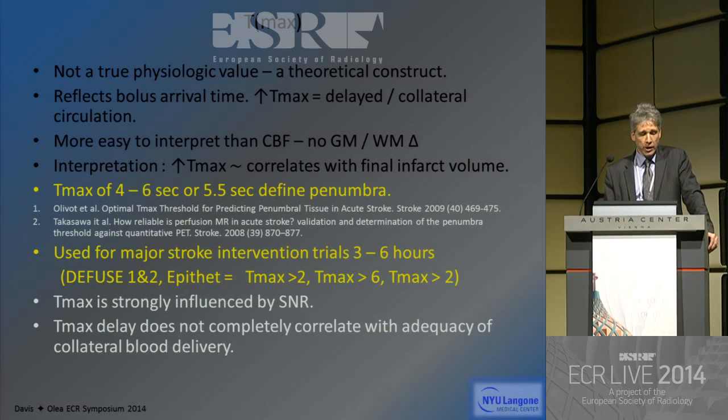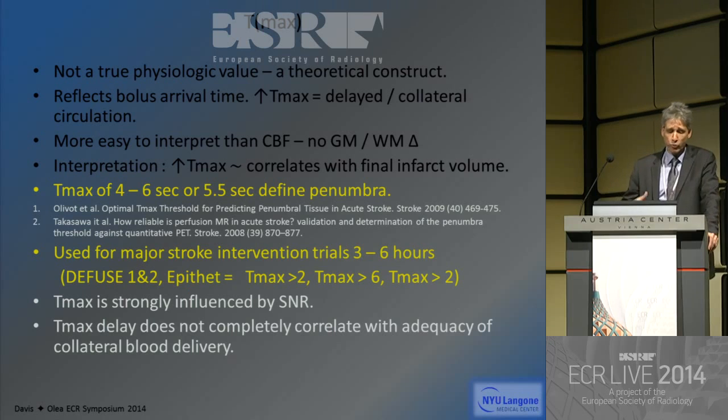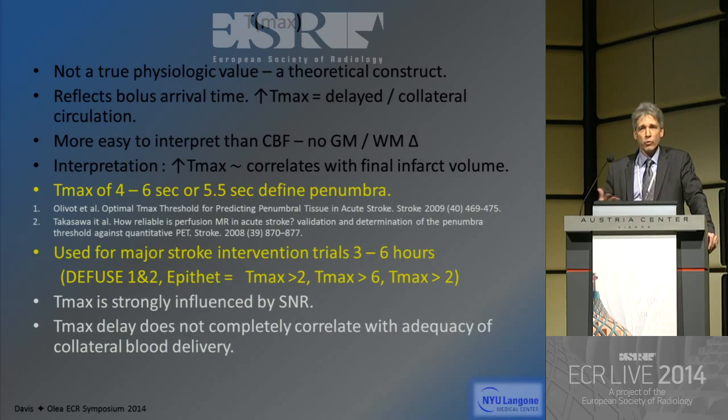Now, here's the problem. Here are two well-done papers that said that a Tmax of 4 to 6 seconds or a Tmax of 5.5 seconds defines penumbra. So in these two different papers, they found two different values of Tmax, kind of overlapping but a little bit vague, about what defines what the ultimate infarct will be. Tmax was used for several major stroke intervention trials for treating patients 3 to 6 hours after infarction: DEFUSE 1, DEFUSE 2, and EPITHET. In these trials, the Tmax used was greater than 2, greater than 6, greater than 2. So we have different trials using different Tmaxes.